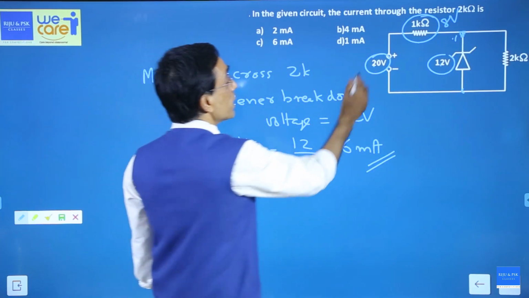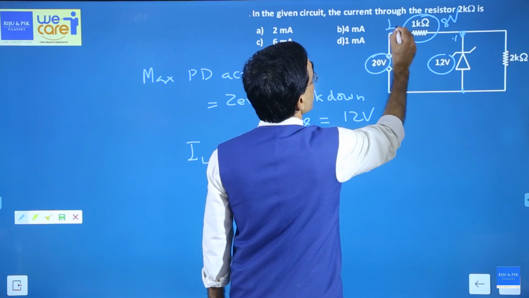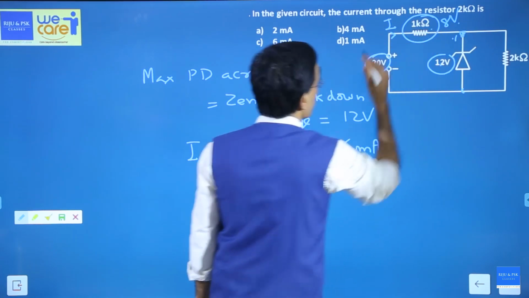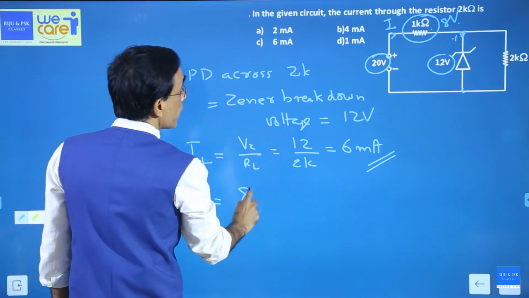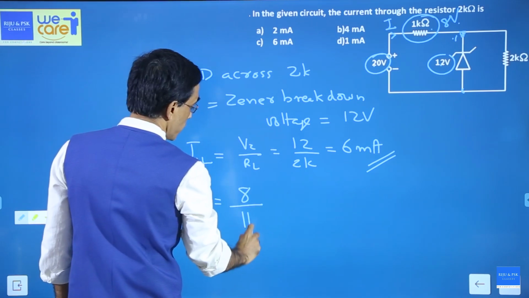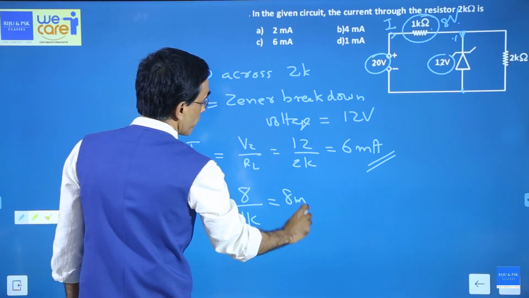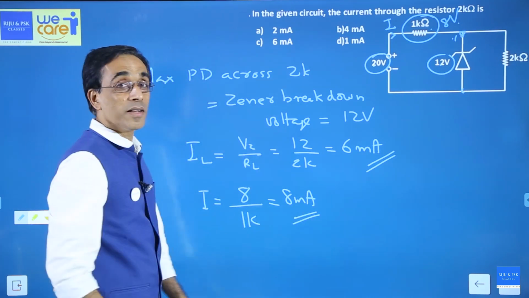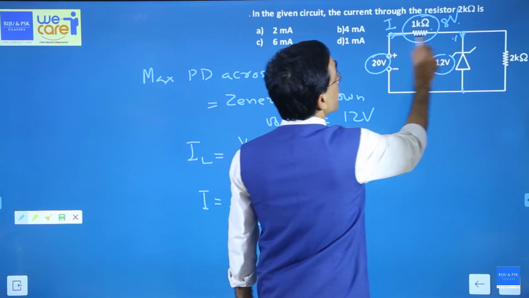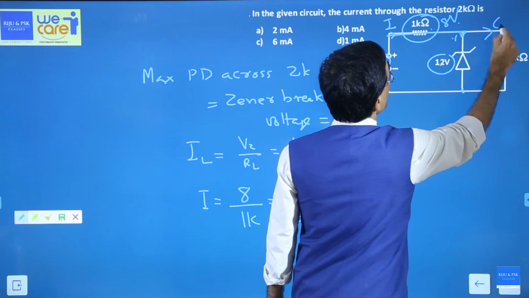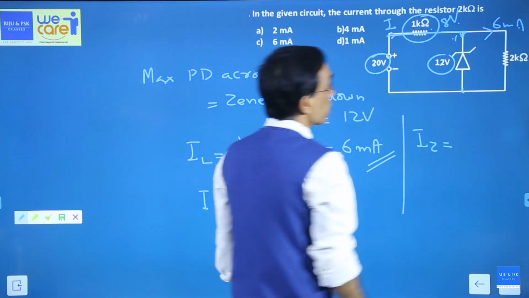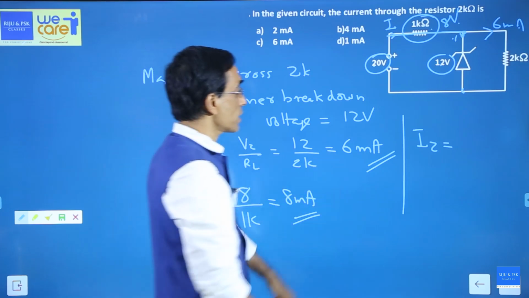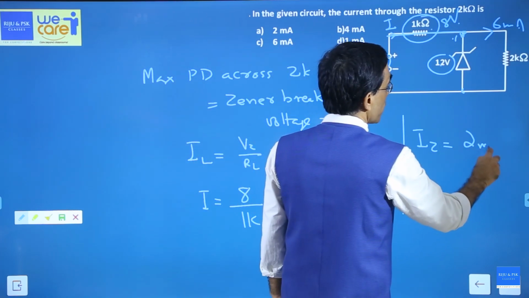So what is the current here? Let me mark this current as I. You know the voltage and you know the resistance. So that current I is nothing but 8 divided by 1K, which is equal to 8 milliampere. See this? 8 milliampere is coming here and 6 milliampere is going here. So what is the current through the Zener? It's the difference, 8 minus 6, that is equal to 2 milliampere.